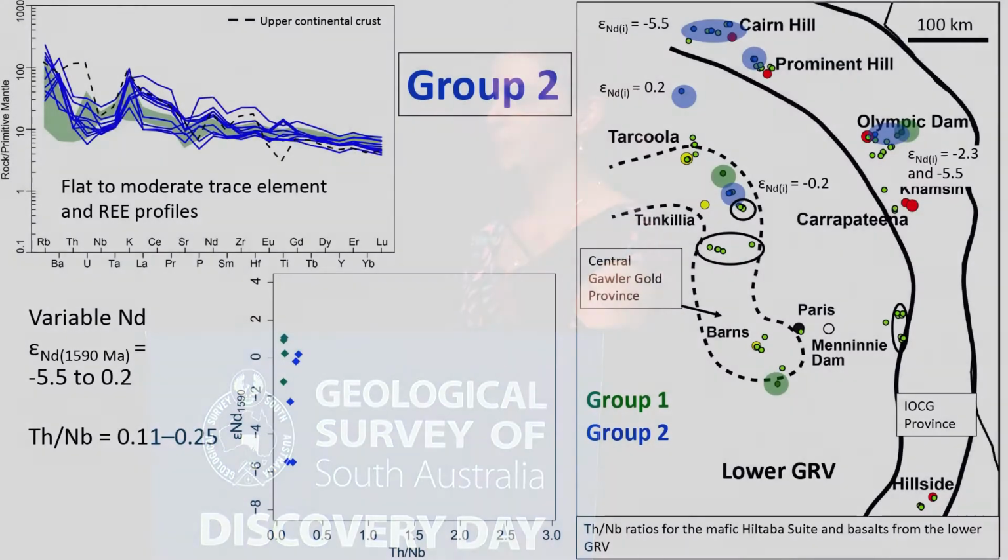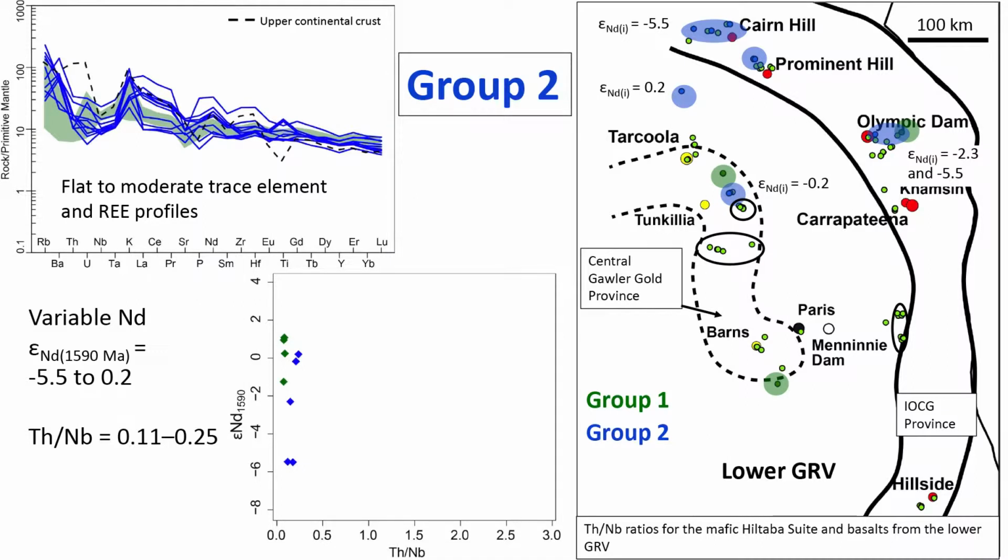When we look at group 2, they appear to only be in the northern portion of the study area. They also have these sort of flat to moderate trace and rare earth elements, but are perhaps a little bit more enriched than group 1, suggesting that we're looking at probably some kind of different mantle source. These variations are also reflected through slightly higher thorium-niobium ratios and also quite variable epsilon neodymium. So it's interesting to note that the most negative values actually occur in the ICG province, and the more juvenile values occur in the central Gawler province.